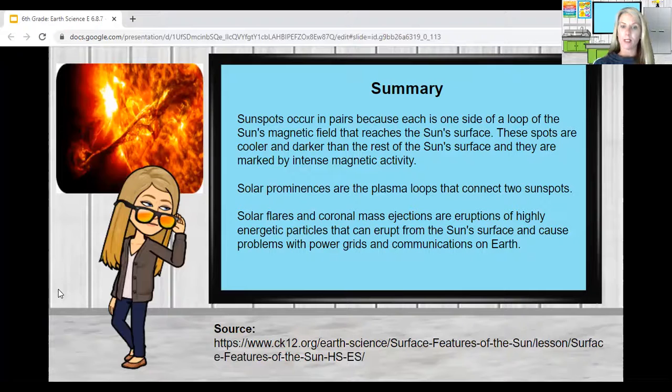A solar prominence is the plasma loops that connect the sunspots, and solar flares and coronal mass ejections are eruptions of highly energetic particles that can erupt from the sun's surface and cause problems with power grids and communication right here on the Earth.